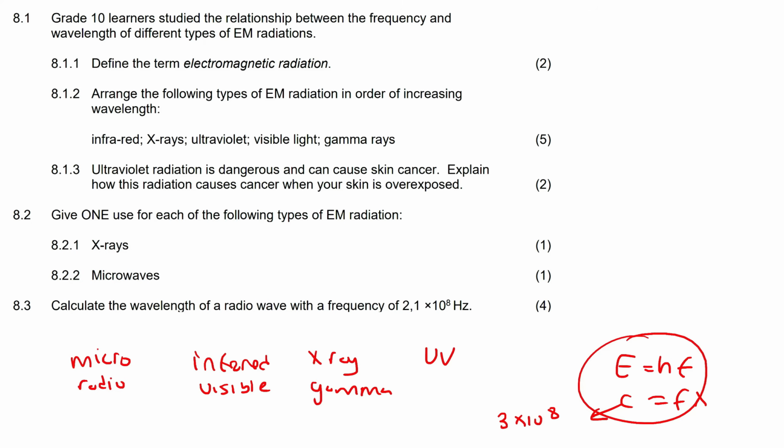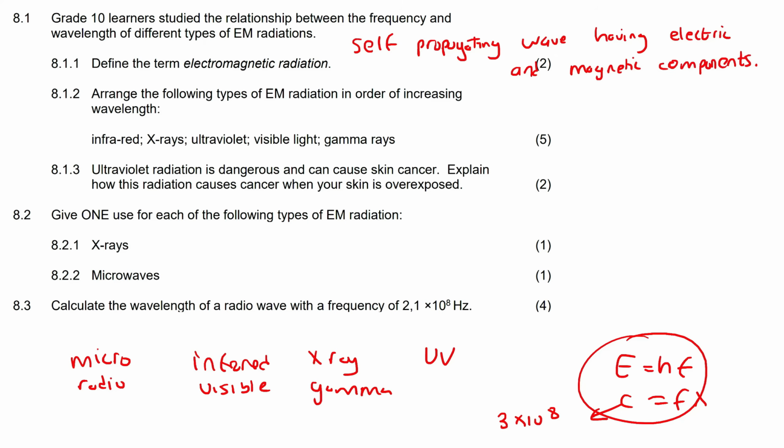Now it says define the term electromagnetic radiation. Now in grade 10, there are different definitions from different teachers. So you can just use whatever your teacher uses, but one of the things we could say is that electromagnetic radiation is a self-propagating wave having electric and magnetic components.